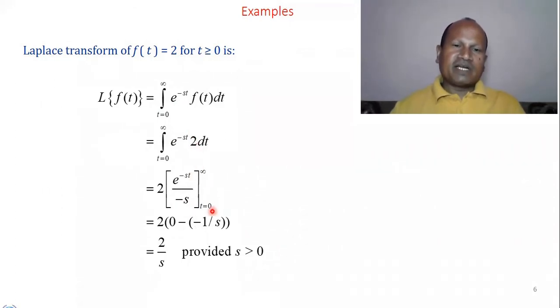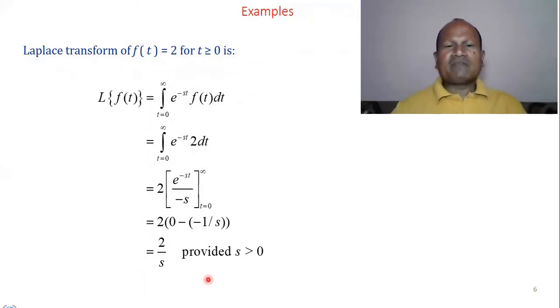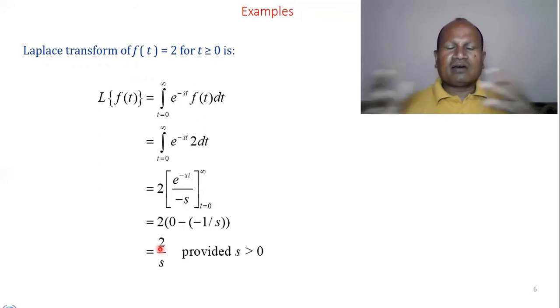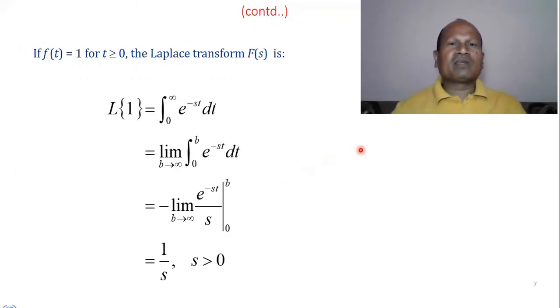The limits of the integral are from 0 to infinity. When we solve it, we'll get 2 by s. And obviously, s is supposed to be greater than 0, because if s is less than 0, it means it's very negative. So this will be negative, and obviously, it must be a positive value. Otherwise, it is not computable. All right, so this is an example.